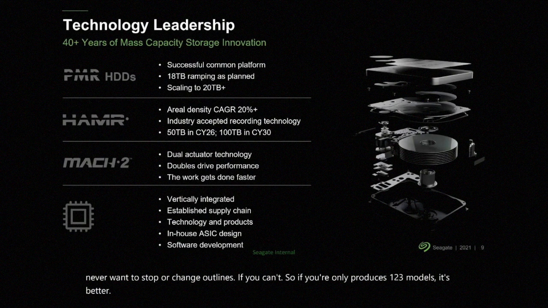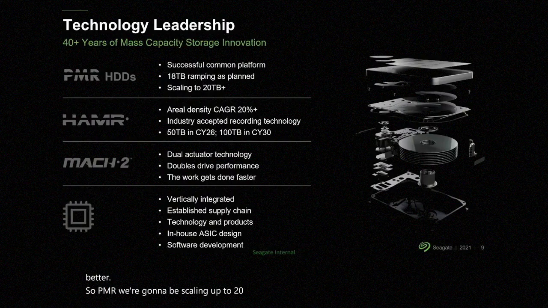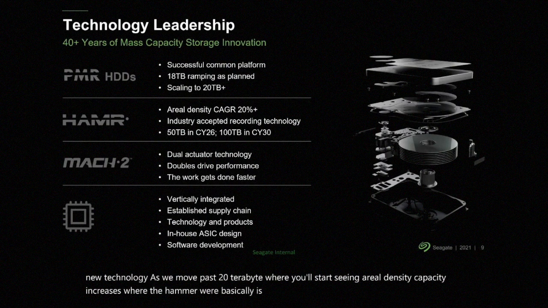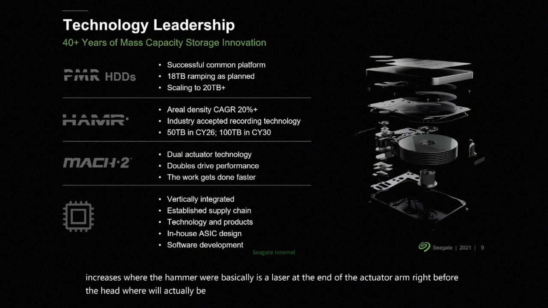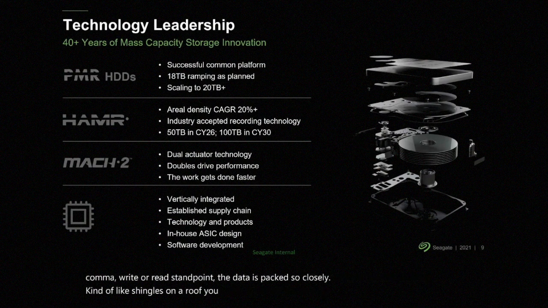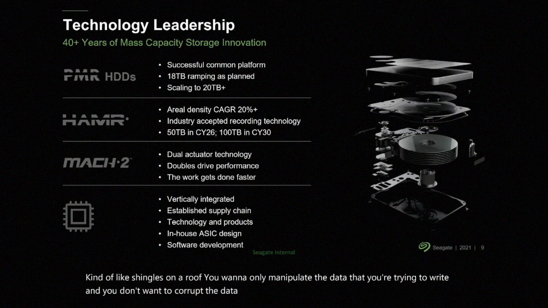So PMR, we're going to be scaling up to 20 terabyte. HAMR, heat-assisted magnetic recording, is the new technology as we move past 20 terabyte, where you'll start seeing areal density capacity increases. The HAMR is basically a laser at the end of the actuator arm right before the head, where we'll actually be heating the media. As the head passes by for a write or read, the data is packed so closely, like shingles on a roof. You want to only manipulate the data that you're trying to write, and you don't want to corrupt the data on the left or right side of those shingles.